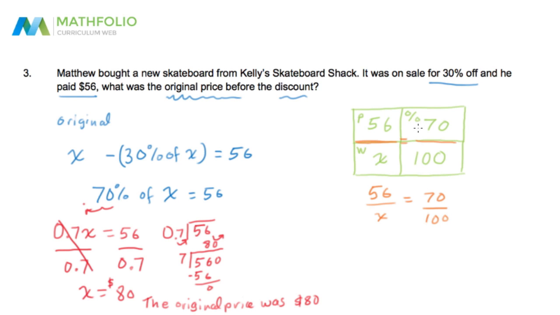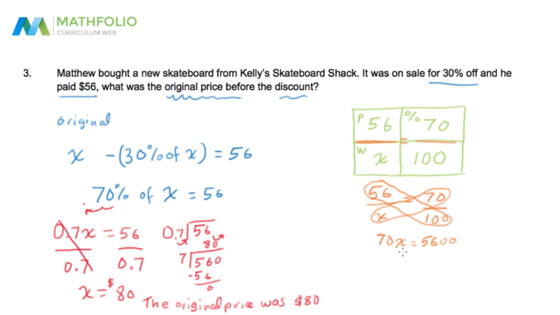And just remember how we set up this box in green. The part is always the top left, the whole is the bottom left, the percent is the top right, and 100 always goes in that bottom right box. So now if we cross multiply, we've got X times 70, which gives us 70X. We've then got 56 times by 100, which, because we're multiplying by 100, has 2 zeros. They just get put on the end, 5600.